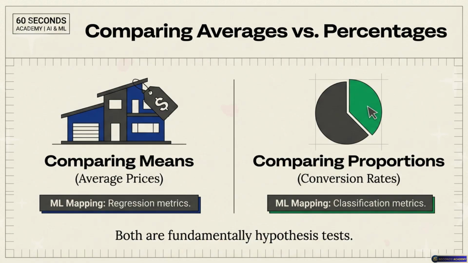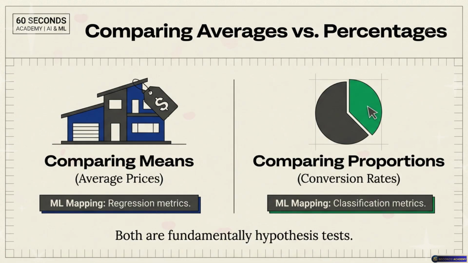Let's contrast two completely different industry scenarios from our research. Scenario A. You work for a real estate platform like Zillow. You are tasked with building a model to predict average house prices in two rapidly changing neighborhoods to see if one is significantly outpacing the other. Scenario B is our classic e-commerce website comparing the percentage of users who click the new checkout button versus the old one.